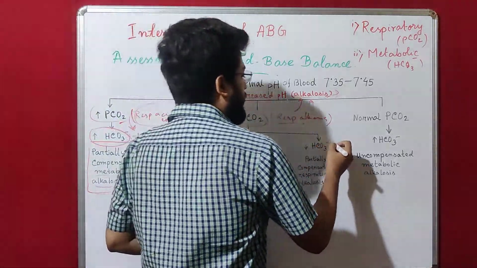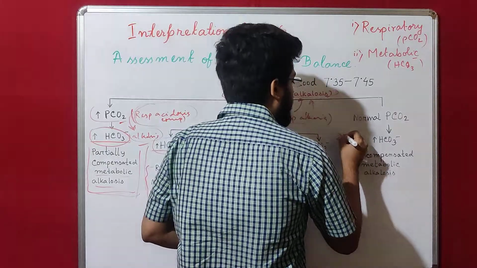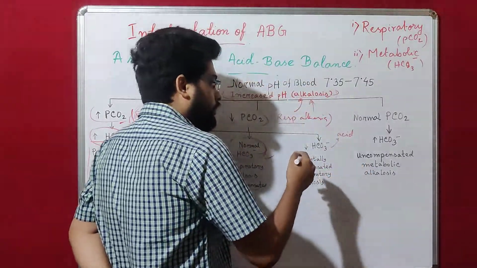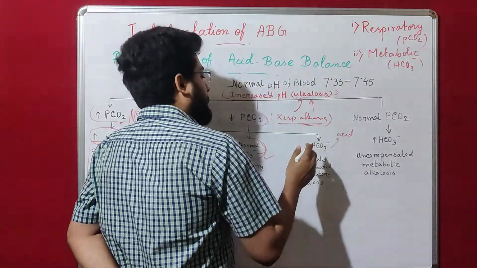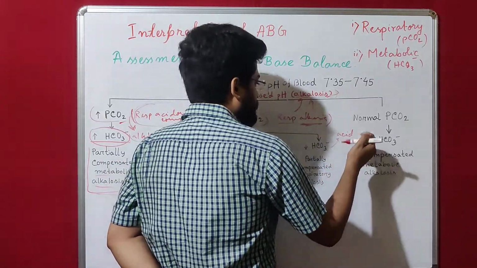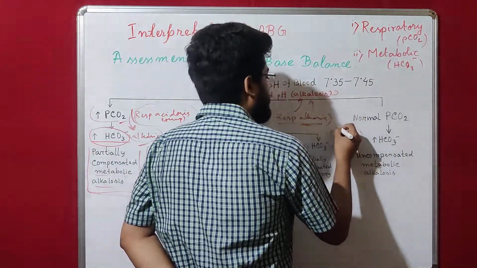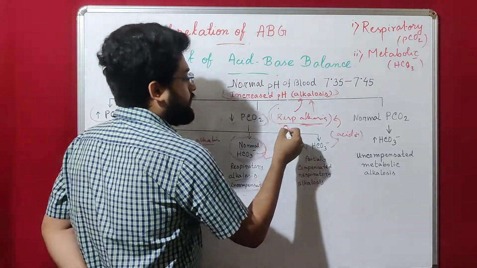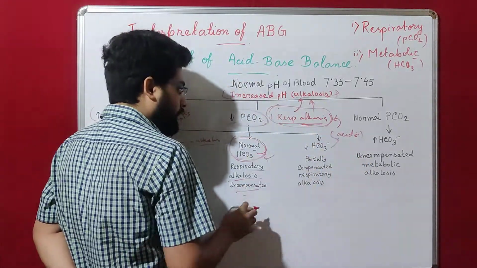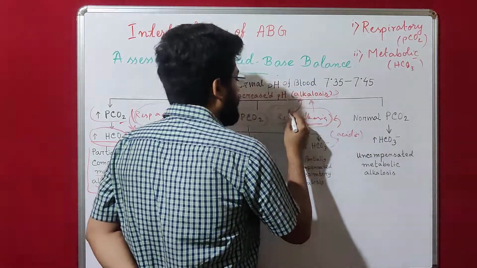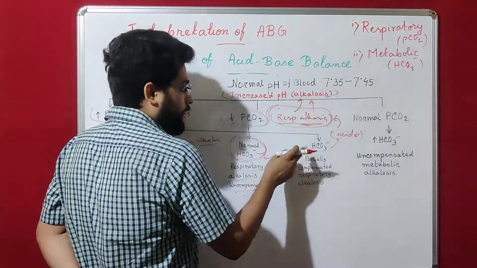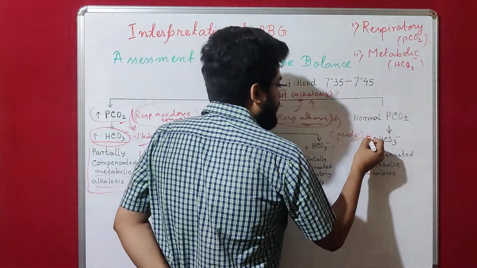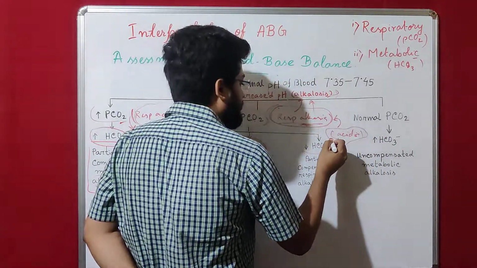That means the body is trying to make the blood acidotic. There is an effort to compensate that alkaline component with an acidic component. There is an effort of the body to compensate the respiratory alkalosis component through the metabolic acidosis.